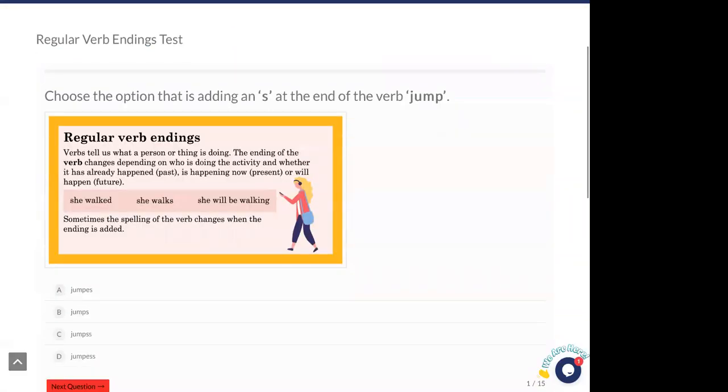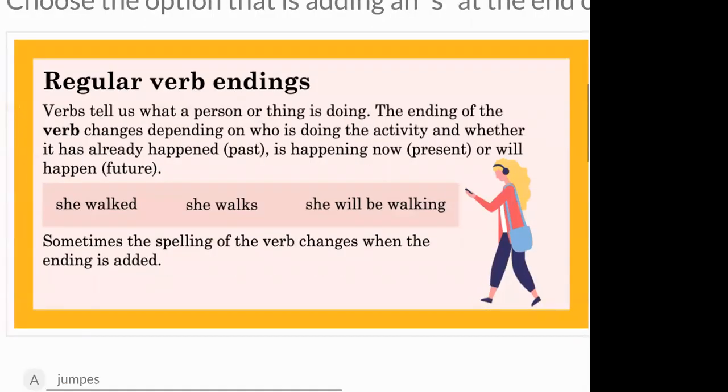Very quickly, before we go into the topic, let's have a look at some theory first of all. Verbs tell us what a person or thing is doing. The ending of the verb changes depending on who is doing the activity and whether it has already happened. If it's already happened, it's what we call the past tense. If it's happening now, that means it's the present tense. And if it will happen in the future, and it's not happened yet, that's called the future tense.